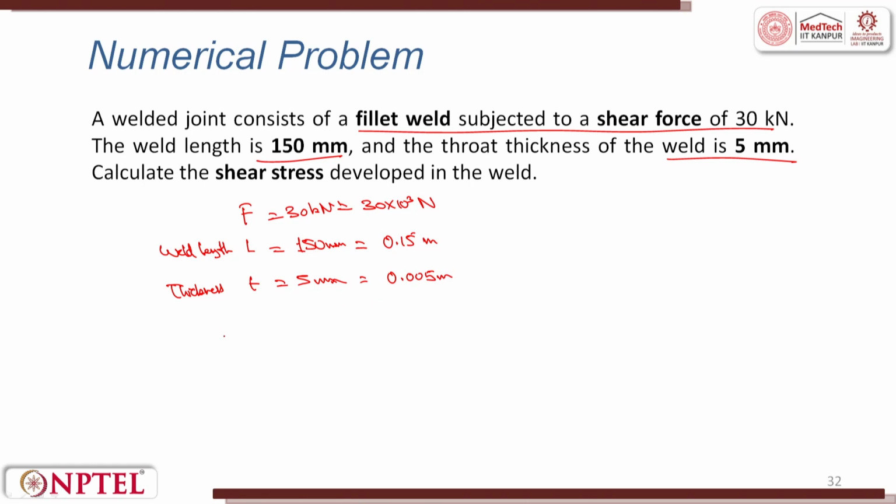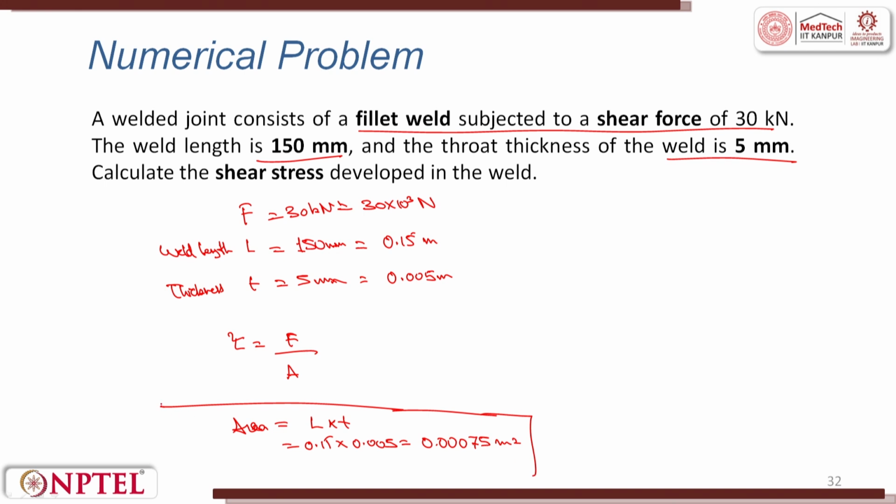Shear stress is what? Shear stress is tau, that is equal to force per unit area. First I need to find the area. Area is simply, for the throat thickness, or for the weld, length into thickness, that is equal to 0.15 into 0.005, which is equal to 0.00075 meter square.